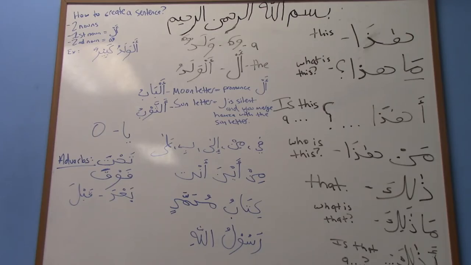Like in the story, where Ali speaks, the last sentence in the story. Ali says, Hiya tahta al-maktabi. It is below the table, referring to the bag. Because Sa'id asked, Aina haqibatu al-mudarrisi? Where is the bag of the teacher? Ali responded, here it is, underneath the table. Good. Any questions?